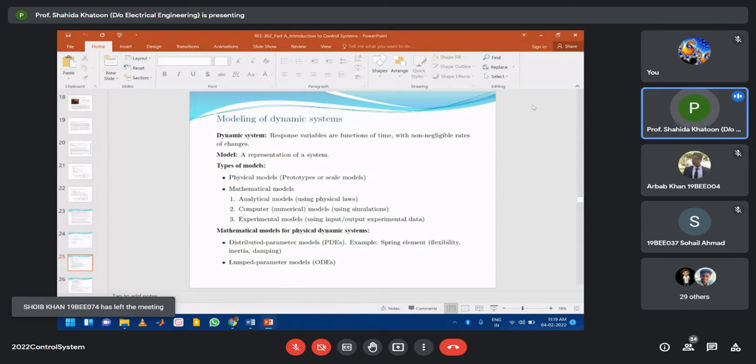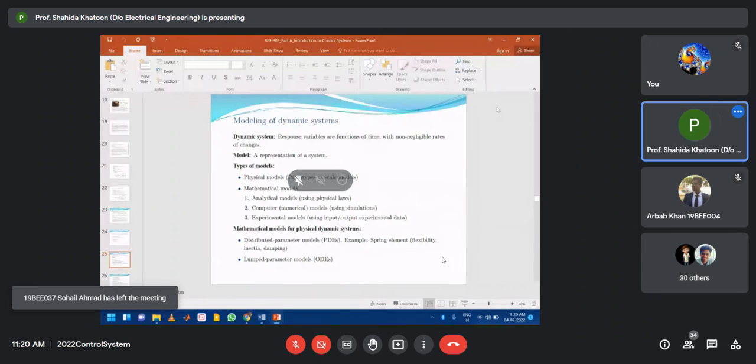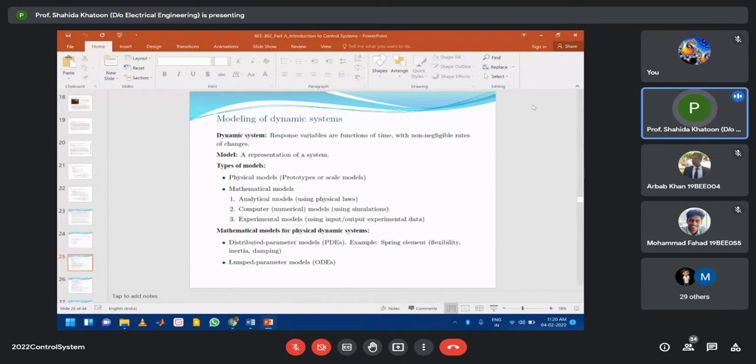So, modeling of dynamic systems: a dynamic system is a system whose response variables are functions of time with non-negligible rates of change. Models are the representation of a system, and the types of model are physical models, that is, prototype or scale model. Mathematical models are analytical models using physical laws. Computers give the numerical model using simulations. Experimental models use input-output or experimental data. Mathematical models for physical dynamic systems are distributed parameter models, PDEs, for example, spring element, flexibility, inertia, and damping, and lumped parameter models, ODEs.